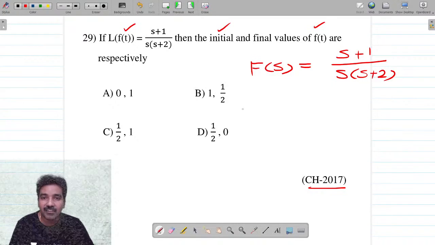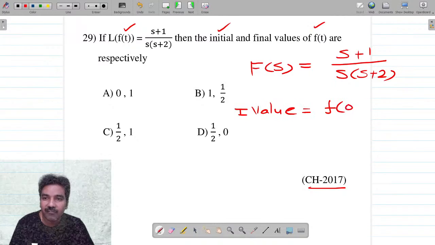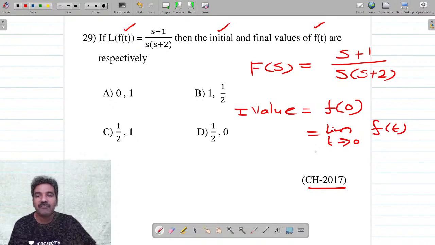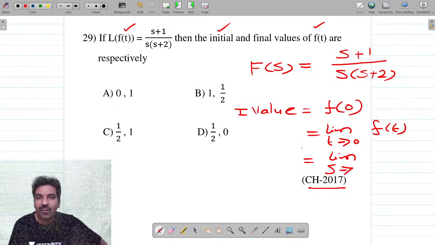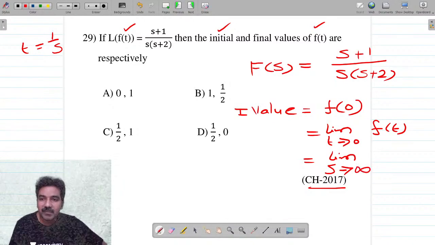So the initial value. I value stands for initial value. That is basically f of 0. So in terms of small t, this will be limit t tends to 0 of small f of t. But small f of t is not given. So therefore use the second version. As t tends to 0, s tends to infinity, because the time variable and the signal variable are inversely proportional. So limit s tends to infinity, s into capital F of s.